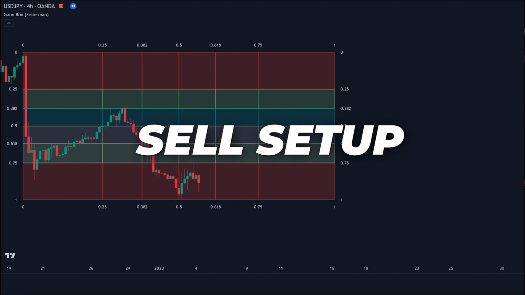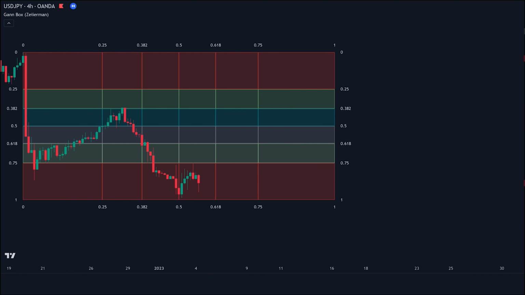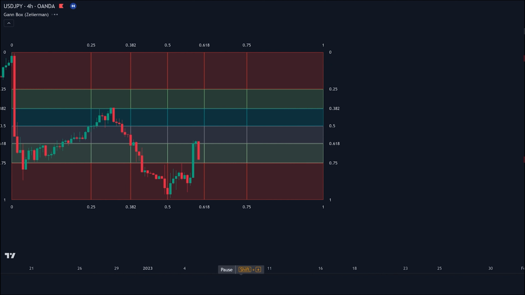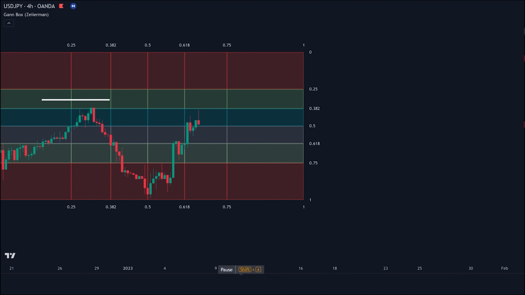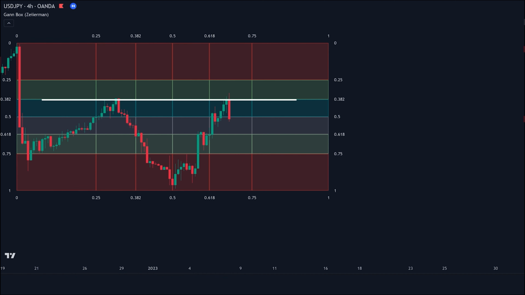Another sell trade setup using the engulfing candlestick as final confirmation. The Gann box identifies a swing high point and a swing low point, indicating that the trend is currently bearish. Next, you should wait for the price to retrace to the 0.5 or 0.382 levels. These levels should indicate potential resistance, and the price should be trading below them.